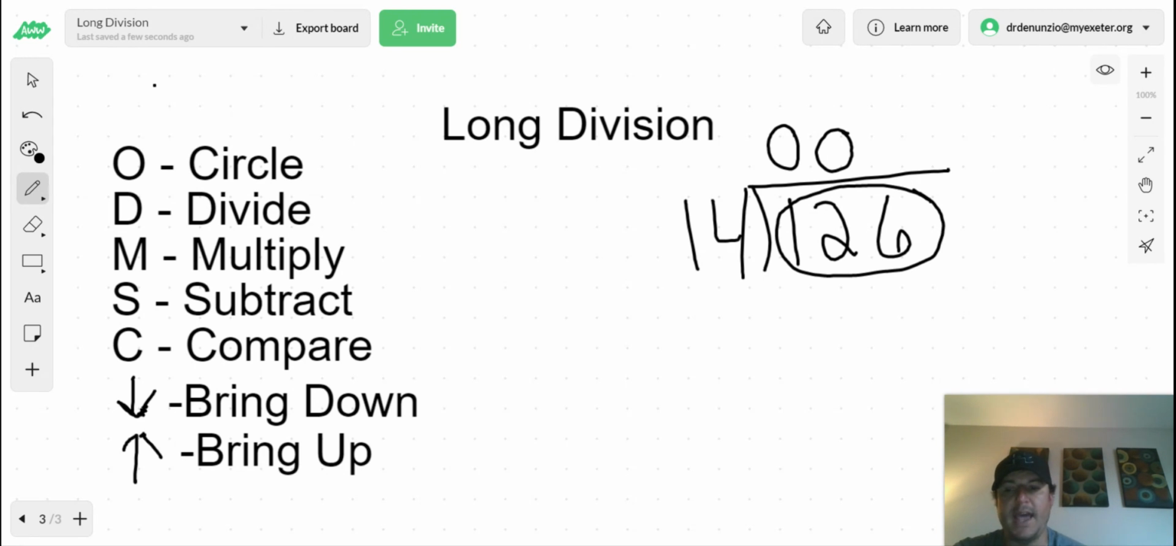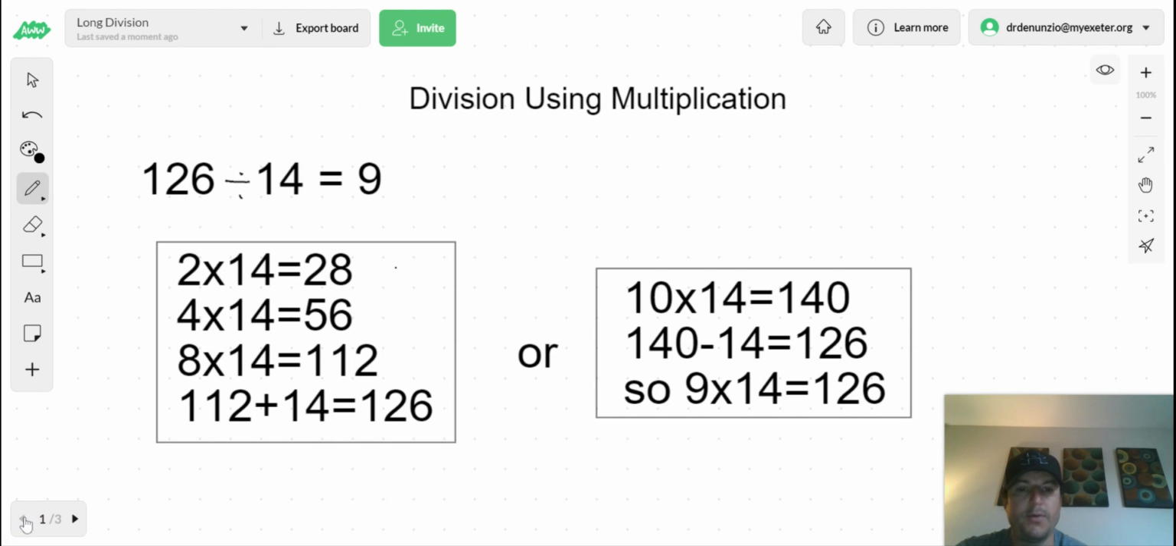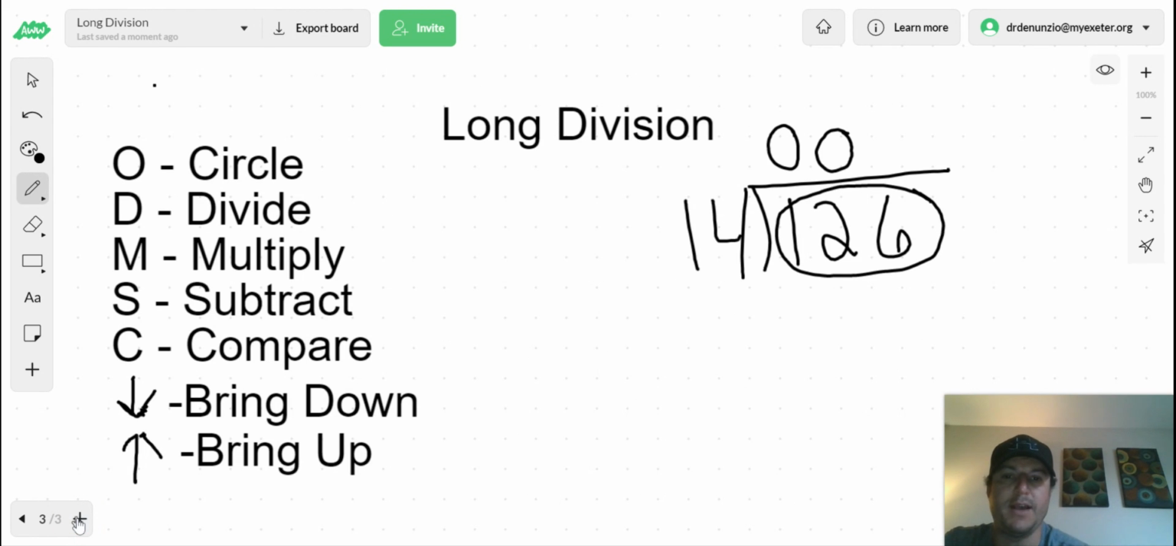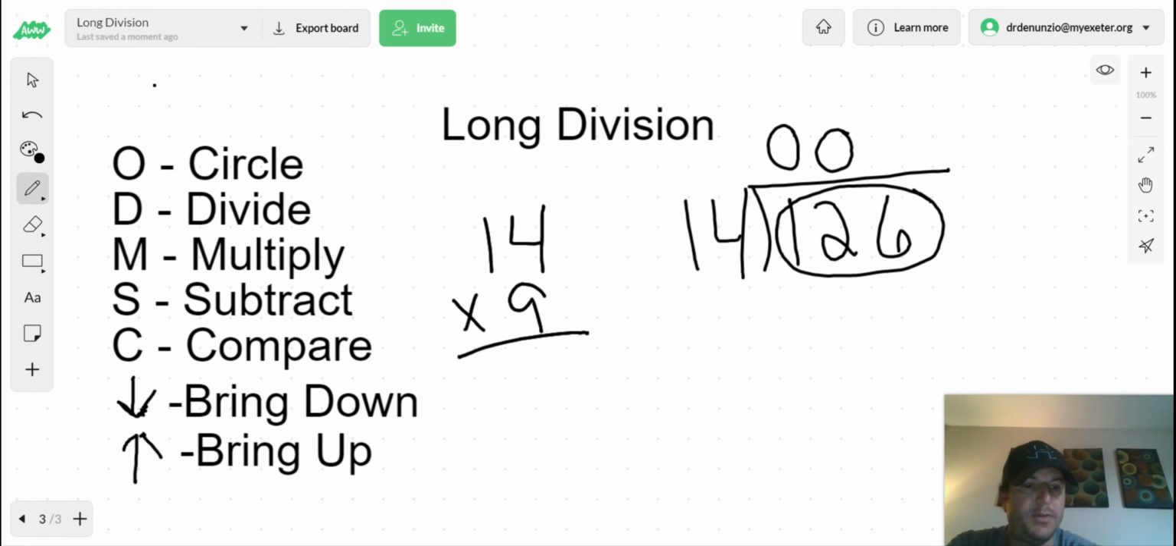So once again, going right back to what we were doing before, when you divide, you're actually multiplying to figure it out. So we have 14 times 9. And you should remember how to do this. This is a standard algorithm. You have 9 times 4 is 36. So we put the 6 down. We regroup the 3. 9 times 1 is 9, plus 3 is 12. So right there's my 126.